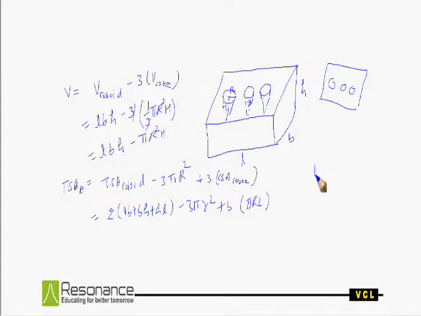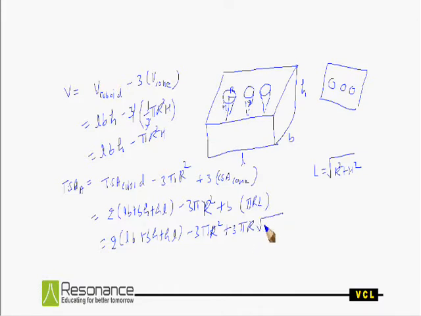The value of capital L can be calculated as under root of capital R square plus capital H square. So we can get the total surface area is twice LB plus BH plus HL minus 3 pi capital R square plus 3 pi capital R. For L we substitute under root of R square plus H square.